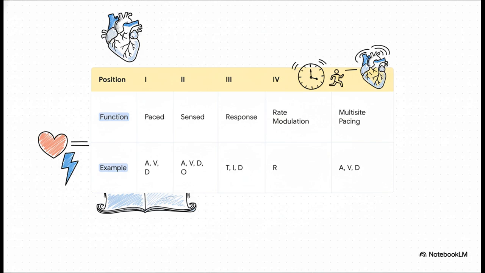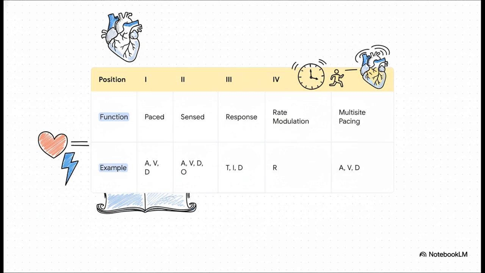It's a 5-letter code. The first letter tells you which chamber gets paced. The second tells you which chamber it's listening to or sensing. The third letter is key. It's the response. Does it inhibit its pacing when it senses a native beat, or is it triggered by one? The fourth tells you if it's rate responsive. Can it speed up when the patient exercises? And the fifth is about multi-site pacing.